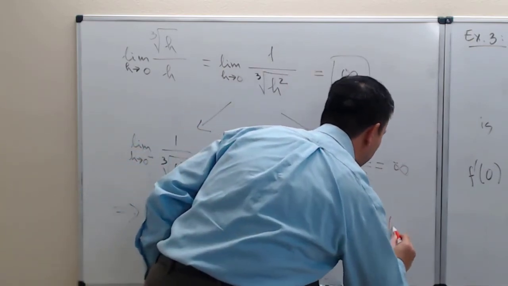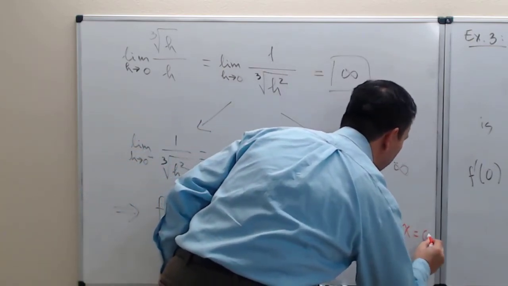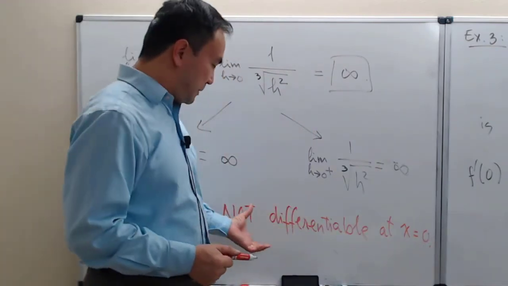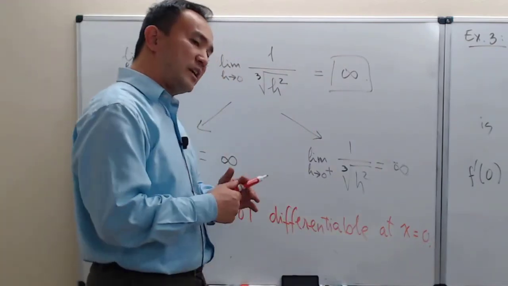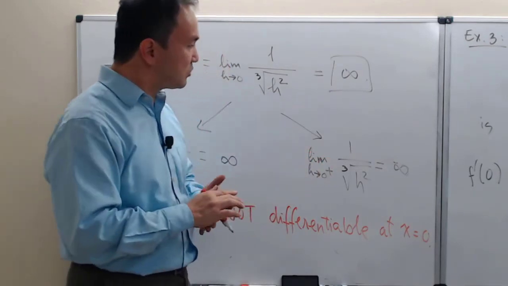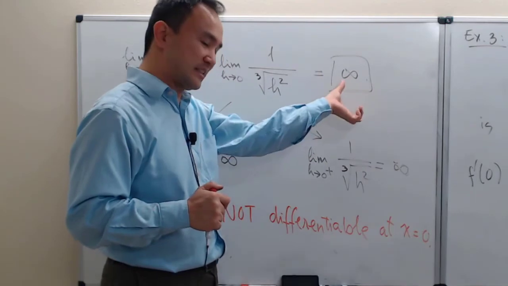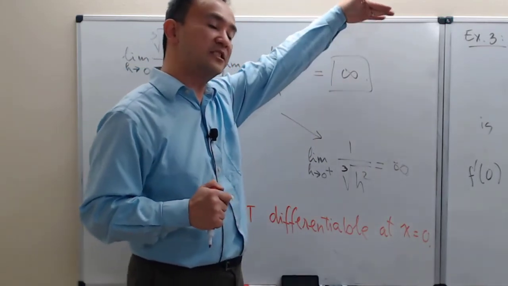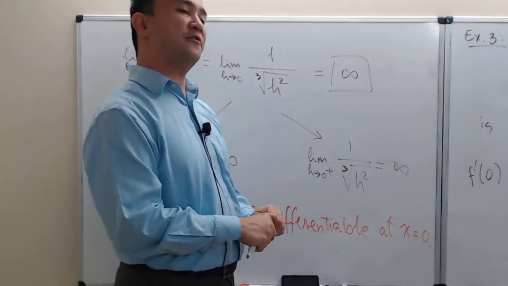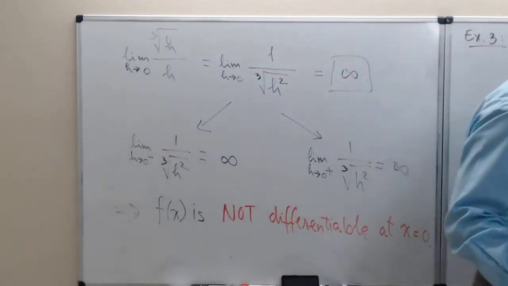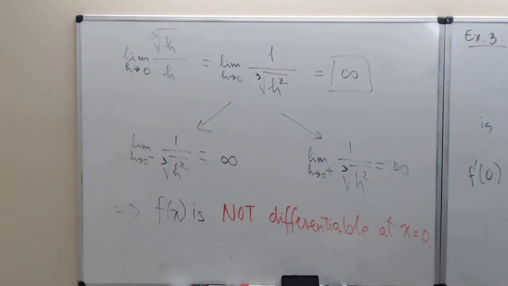Okay, at x equals 0. Okay, but the reasoning for this, for being not differentiable, is that this time instead of failing to have a limit, we do have a limit going to positive infinity. But that's the problem right there, because our limit goes to an infinite value, a value that's not finite.